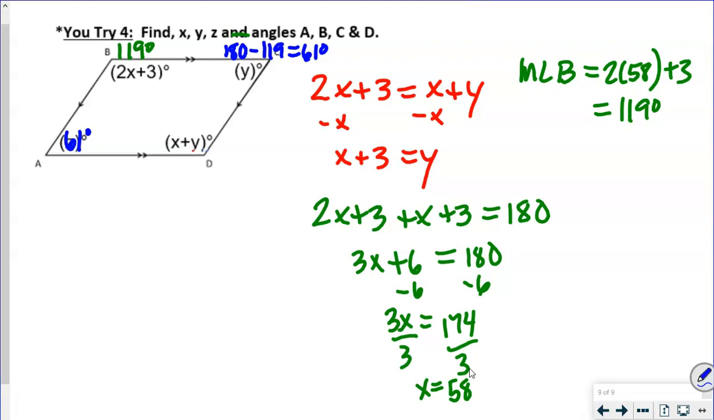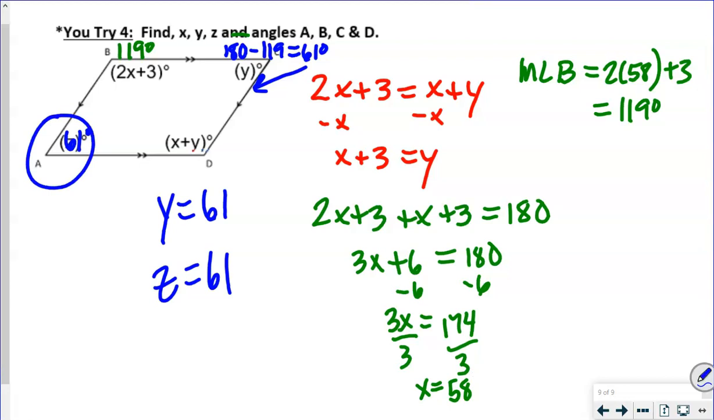And so now let's go ahead and see if we can figure out, so y, right here, y'all, y is going to be what? 61. So y is equal to 61, and z is equal to 61, okay? So we also know that angle A is 61 degrees, B is 119, C is 61, and which means D is also what? 119, because it's an opposite angle. Y'all see that? Okay.